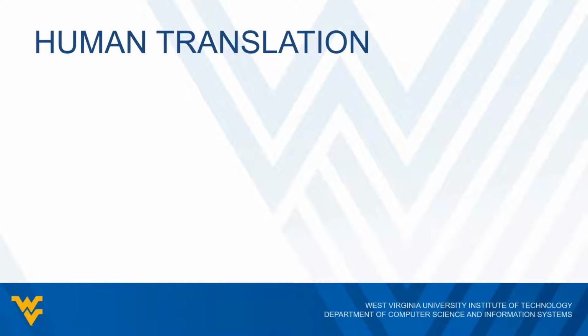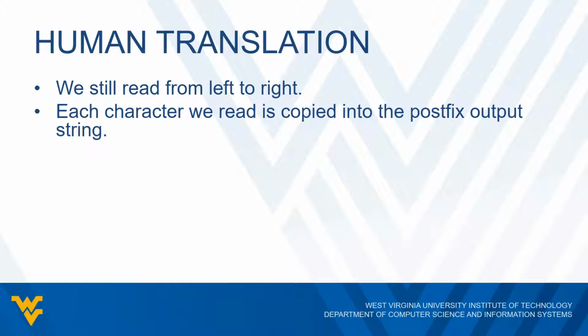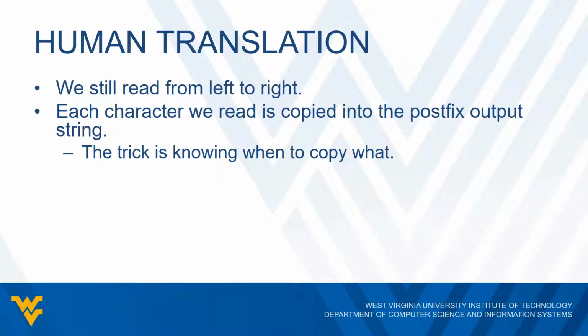So just as we evaluate infix notation expressions, we're still going to read from left to right, and each character that we read is going to be copied into some postfix output string. So now we're going to have a string that gives us the postfix notation. The trick is knowing when to copy different things. When do we copy the operands? When do we copy the operators?